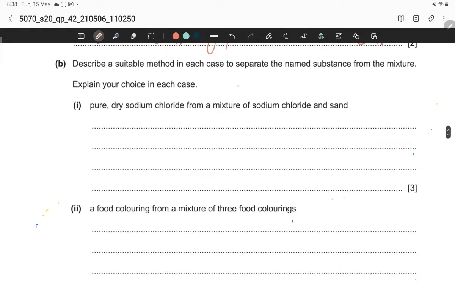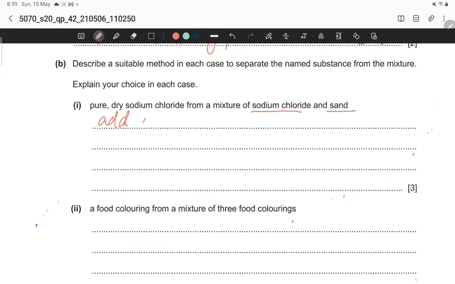Describe a suitable method in each case to separate the named substance from the mixture. Explain your choice in each case. Pure dry sodium chloride from a mixture of sodium chloride and sand. Sodium chloride is soluble in water while sand is insoluble, so filtration is used. So how to explain this?